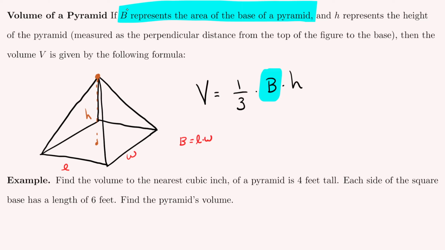So for a pyramid, we can find the height from the peak down to the flat base of the pyramid. And then based on the shape that the base makes up, you find the area of that base, multiply that by the height, and times 1/3, and that will be the volume.